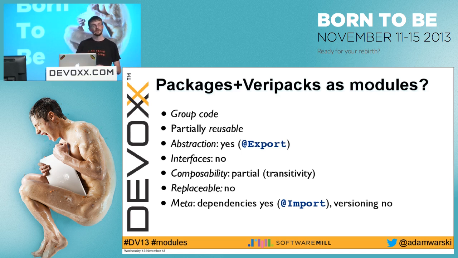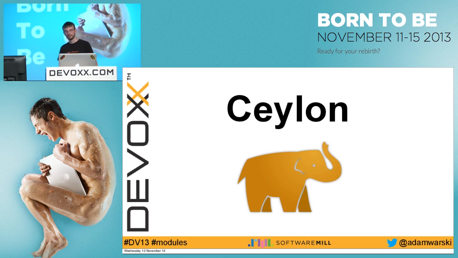You get some composability through transitivity of the packages, right? So we can compose bigger packages out of smaller packages, but it's not like you can compose a big package out of any smaller packages. These smaller packages must be child packages. And you get some meta information, like you can express dependencies with @import, but you don't get any versioning. Okay, so now let's look at the second tool, Ceylon.